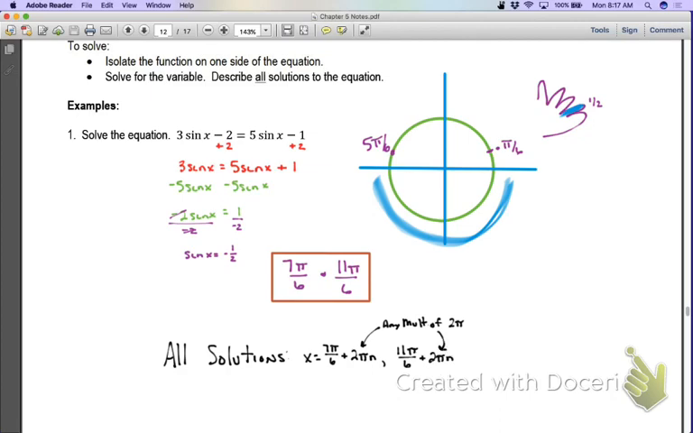But again, all that means is basically that I can just take any multiple of 2 pi and add it to the values that I already have. That's the only time you're going to do it, if it asks for all solutions. So if it asks for all solutions, you're going to need to tack on this at the back end.